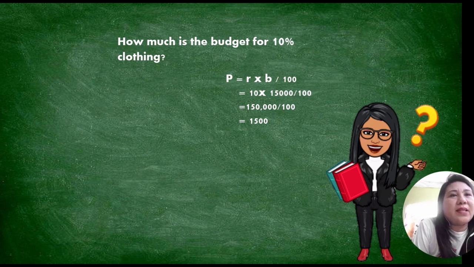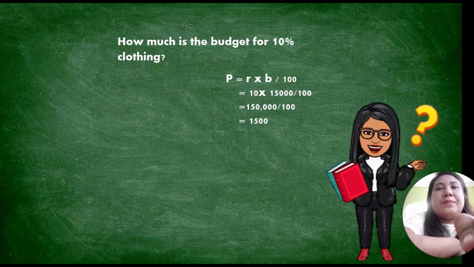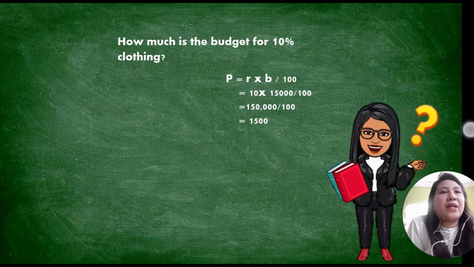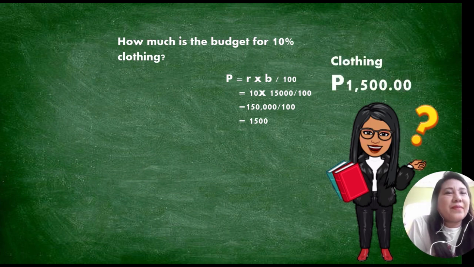So 10, that is your 10%, times 15,000 divided by 100. 10 times 15,000 divided by 100 is 1,500. So 10% of 15,000 is equal to 1,500. Clothing is equal to 1,500.